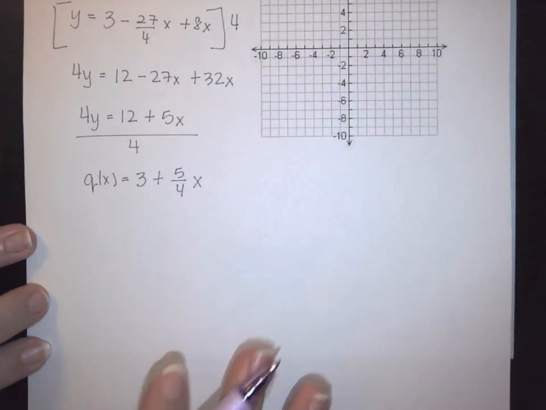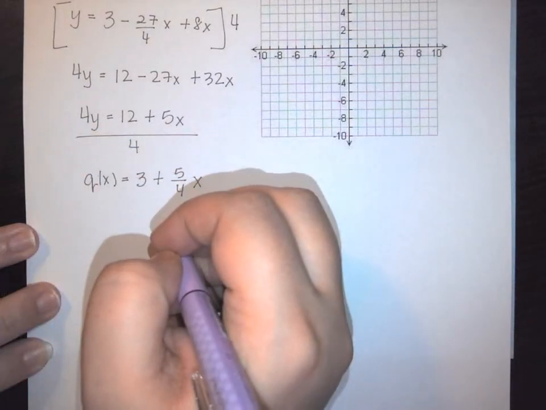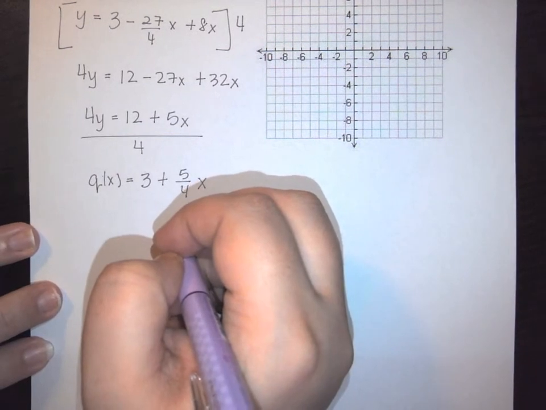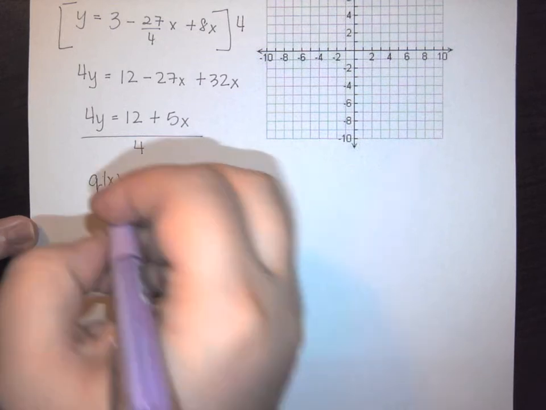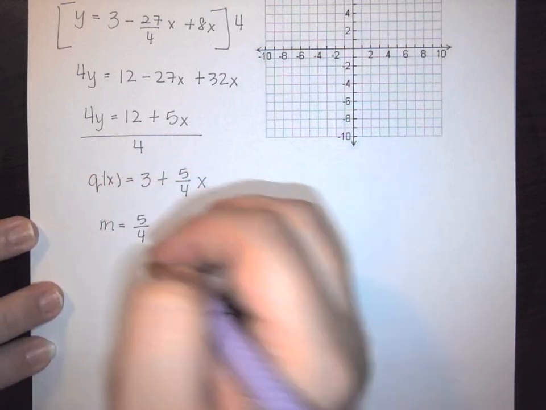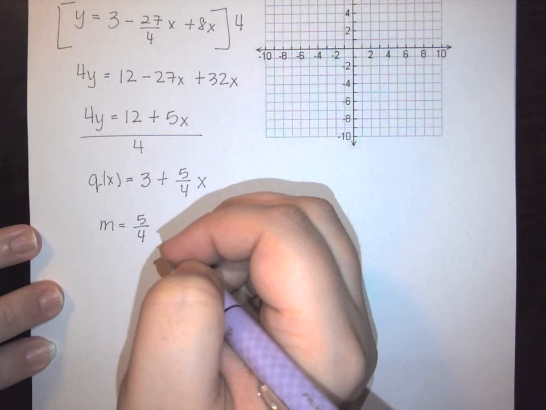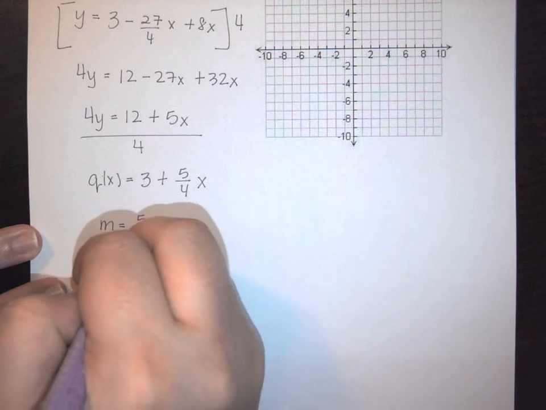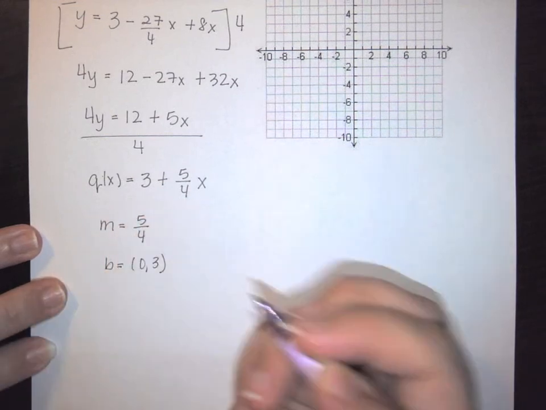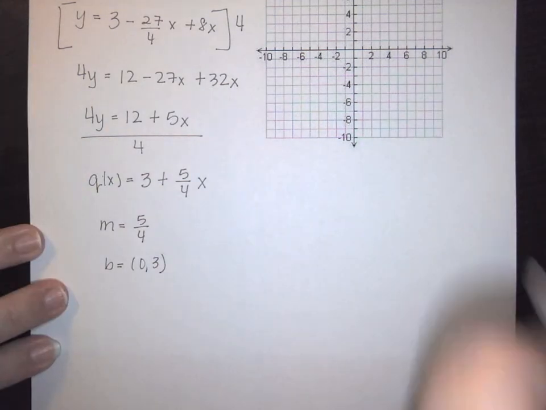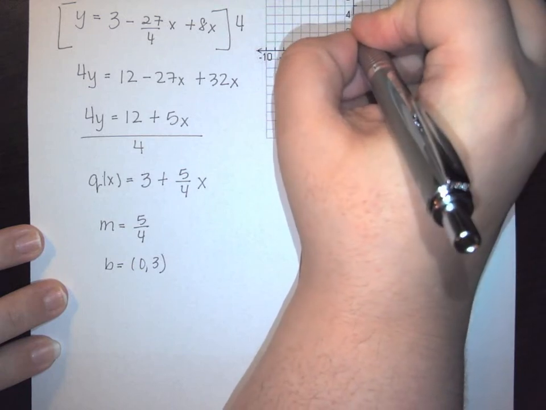Now in looking at this, what I actually have is my slope being 5/4, and I have my y-intercept being the point (0, 3). So in this case we would come into our graph and we would graph the point (0, 3). So we would come up 1, 2, 3.